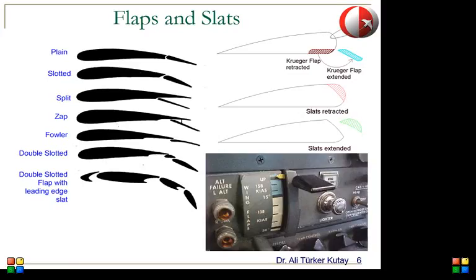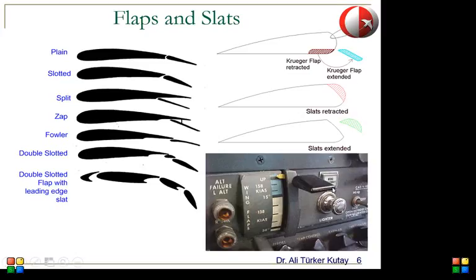You see some sample designs for these high lift devices. So this is a plain flap. These are different designs. And you see this is much more complicated. There are multiple parts, and for large aircraft, you need such complex designs to be able to carry such a huge weight at low speeds.